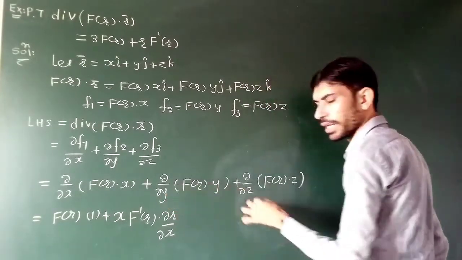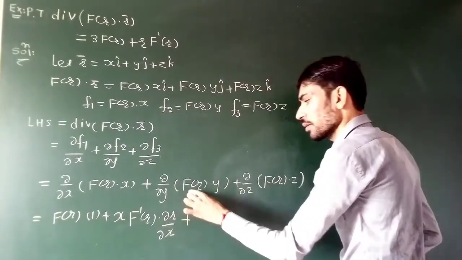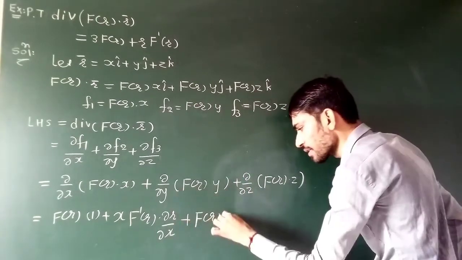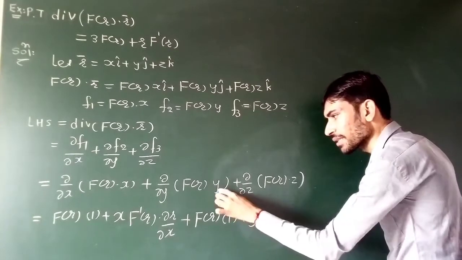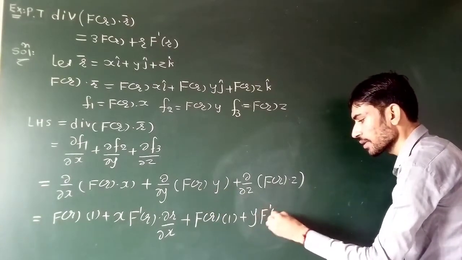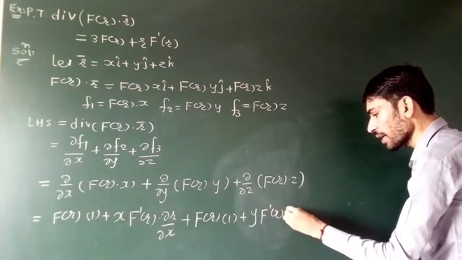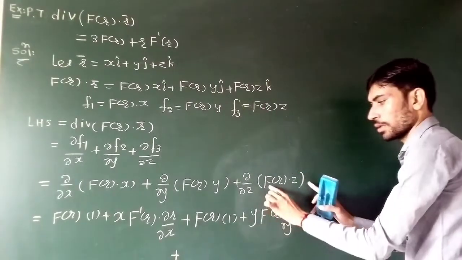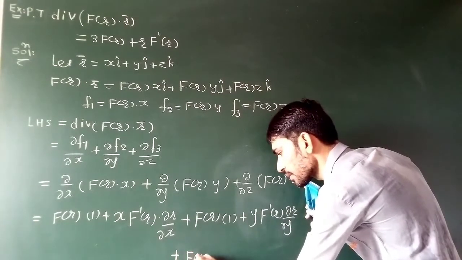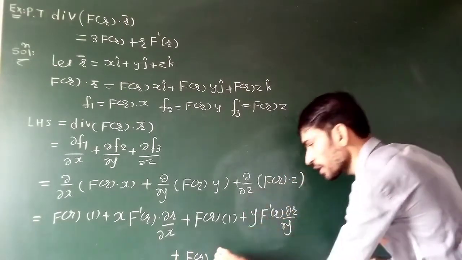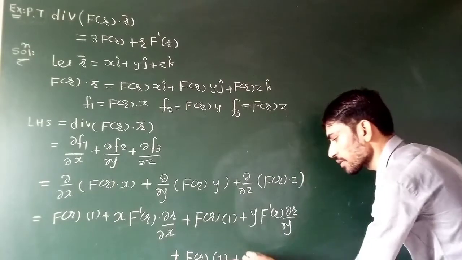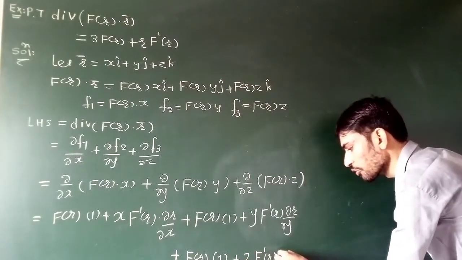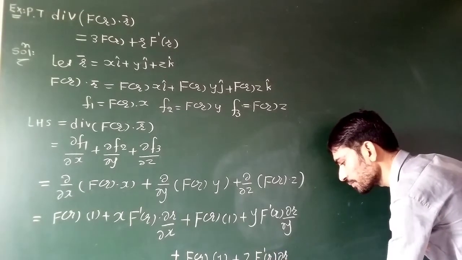Similarly, here we are doing the remaining two terms: plus f of r as it is, y with respect to y becomes 1, plus y as it is, f of r becomes f dash r, and alongside del r by del y. Plus here f of r as it is, z with respect to z becomes 1, plus z as it is, f of r becomes f dash r, and alongside del r by del z.